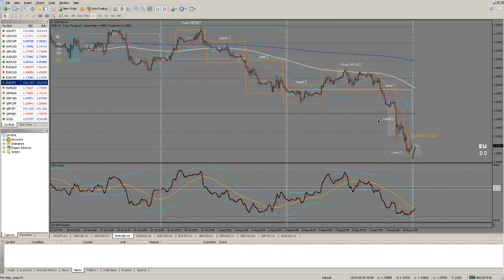All right, EU, everyone's favorite pair. What we're looking at here is from the previous week we had this peak reset. It came down, gave us this. This was a level 3. We were looking at this to come back up, but it did not do that. It moved up to this, gave us this peak, and then dropped straight down. Gave us 3 levels down.